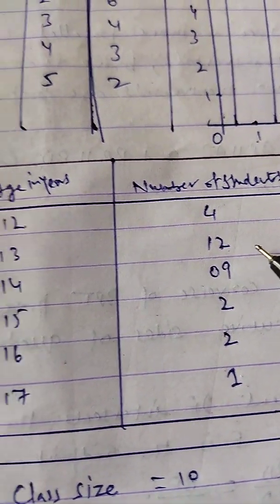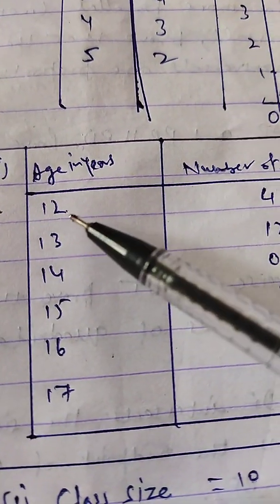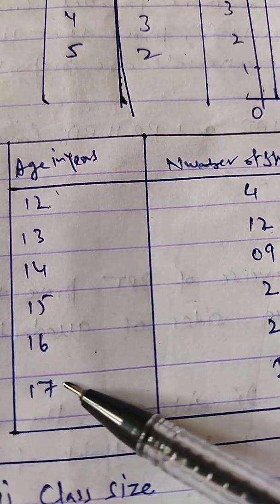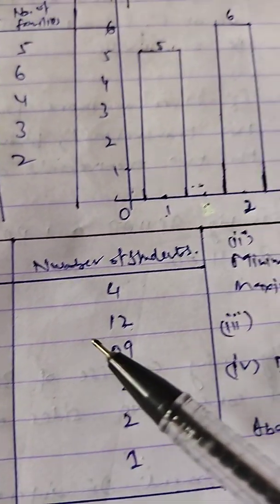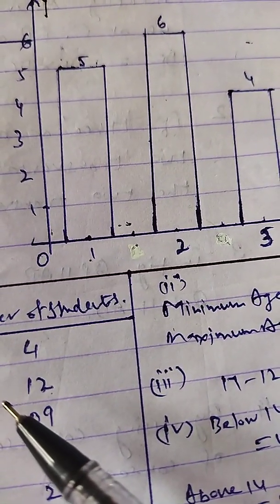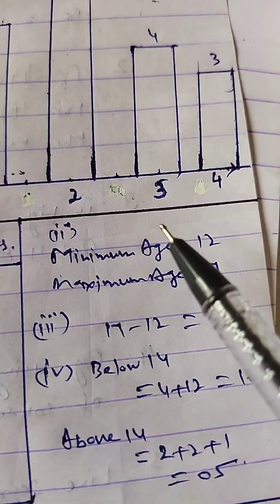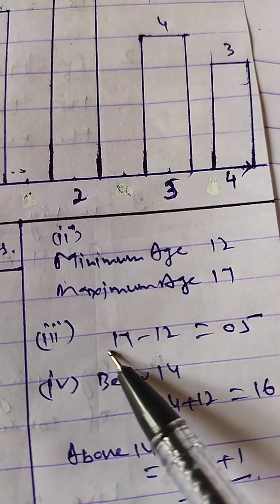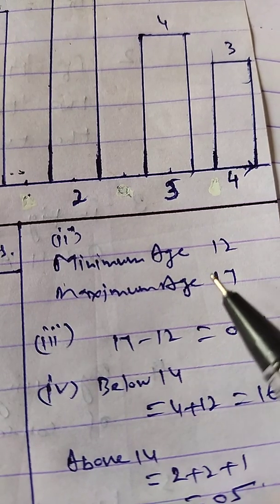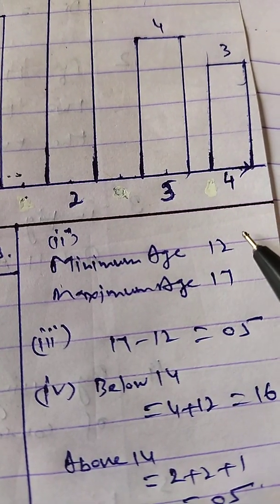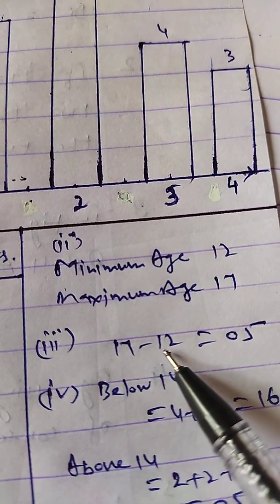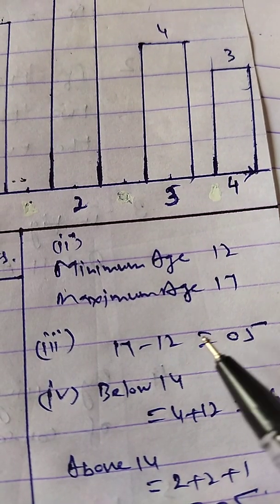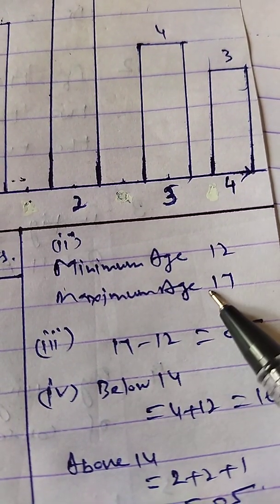So you can see there, minimum age from the data, I begin with 12 and maximum I am finishing at 17. Then it is asked, find the range, that is always a difference of the highest and the lowest. So 17 is the highest age, 12 is the lowest age. So 17 minus 12, 5 will be the range of the data.